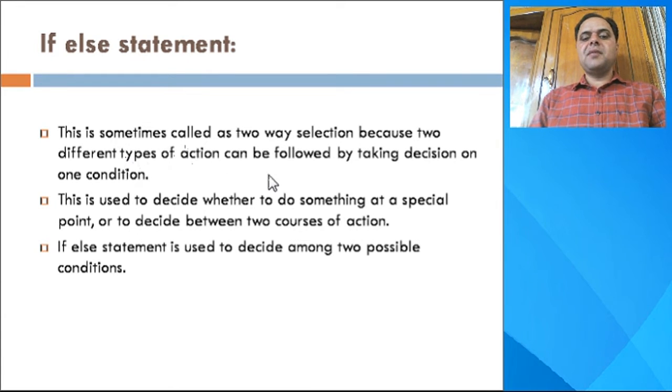This is sometimes called a two-way selection, because two different types of actions can be followed by taking a decision on one condition. It is used to decide whether to do something at a special point or to decide between two courses of action. So the if else statement is used to decide among two possible conditions. When we have to decide between two possible conditions, we use the if else statement.